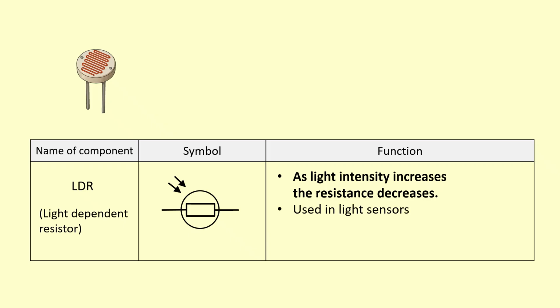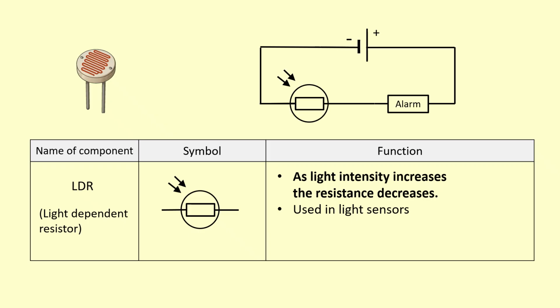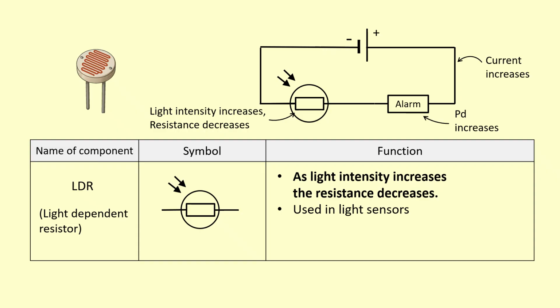So that means it's very useful as a light sensor. Let me give you an example. Here I've got an LDR connected to some alarm like this. If I shine light on the LDR, its resistance is going to decrease. That means less resistance in the circuit, so the current in the circuit is going to increase. And also the alarm is going to get more voltage because the LDR is getting less voltage because it has less resistance.